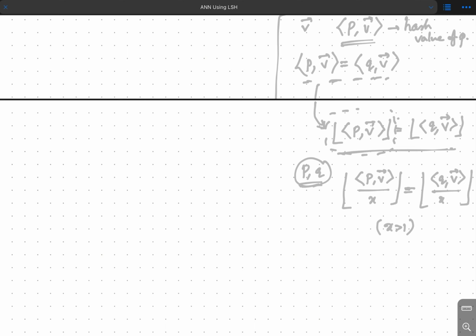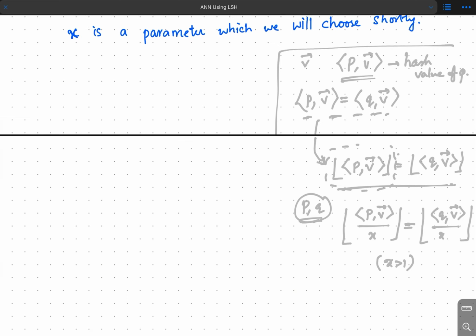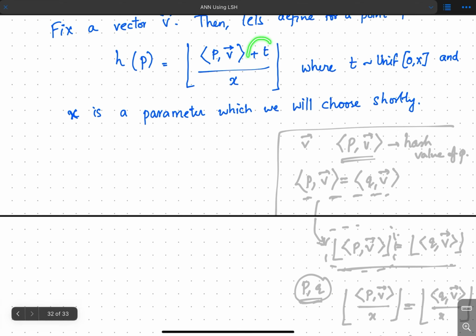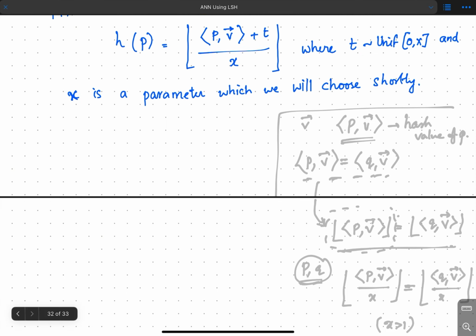But at the same time, we can't take x to be whatever big value we want, because then points that are far away will also match in their hash values. So there will be some optimal value of x, which we will figure out later. Here we also have this extra term t, which is uniformly randomly sampled from 0 to x. We will also see why that will help us.